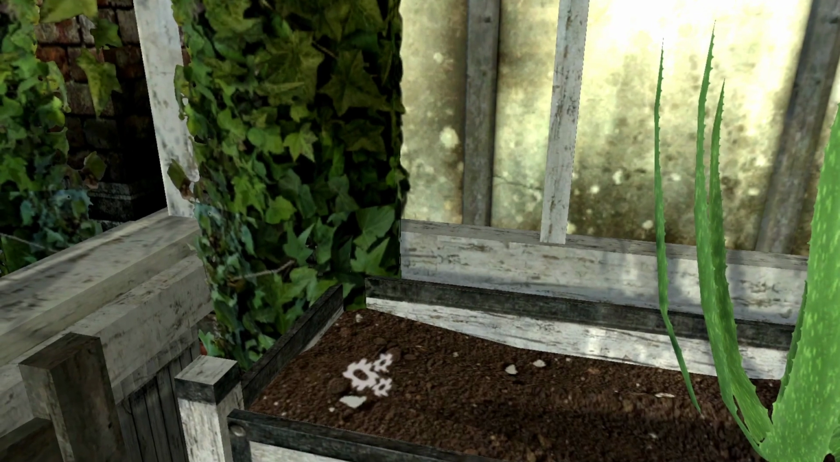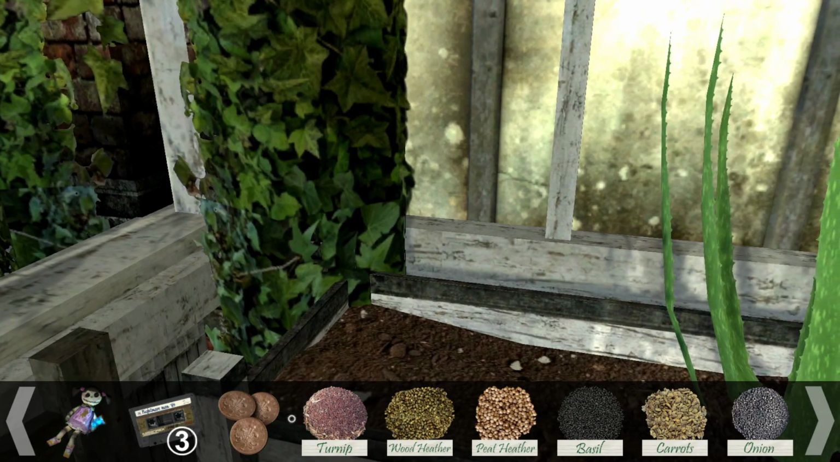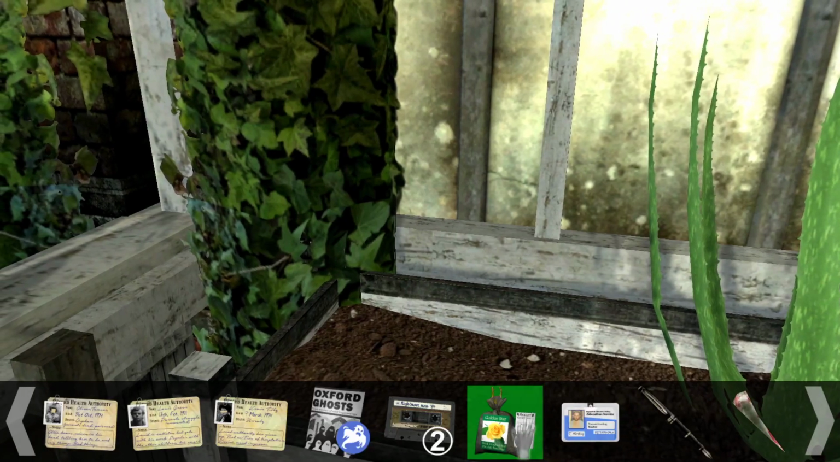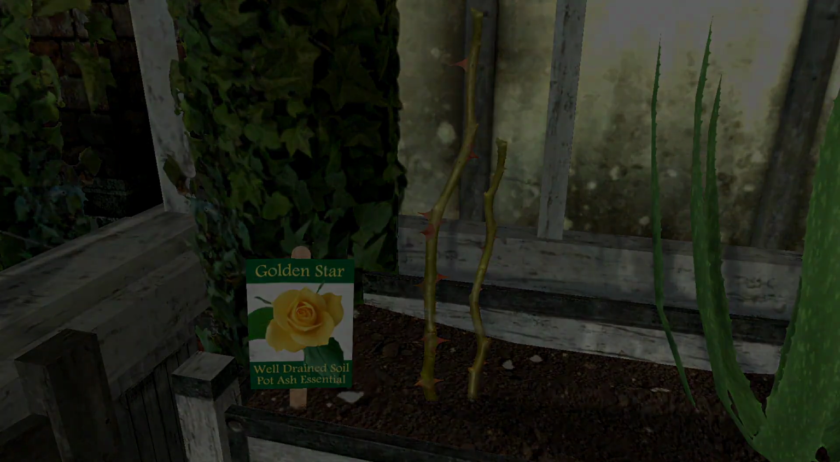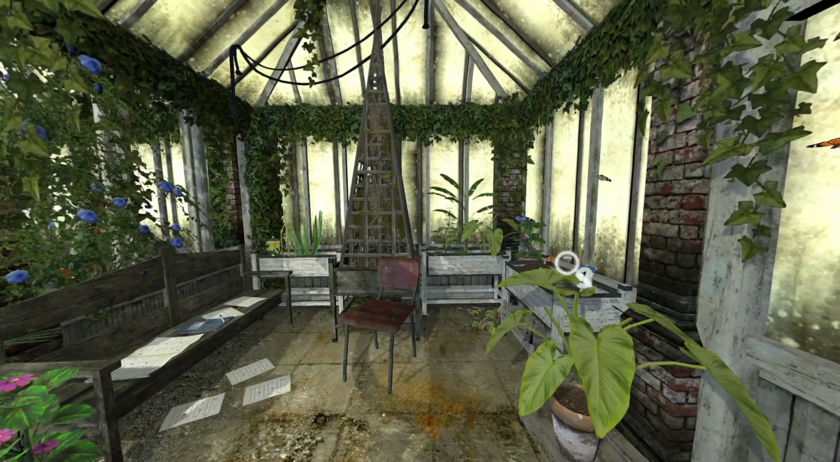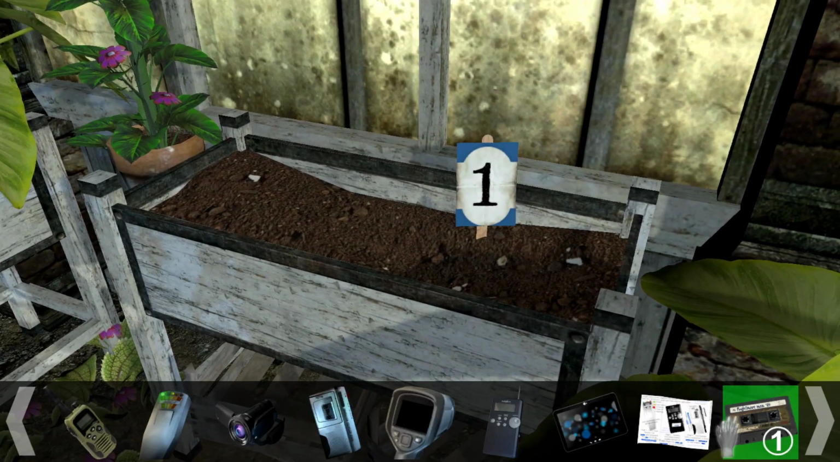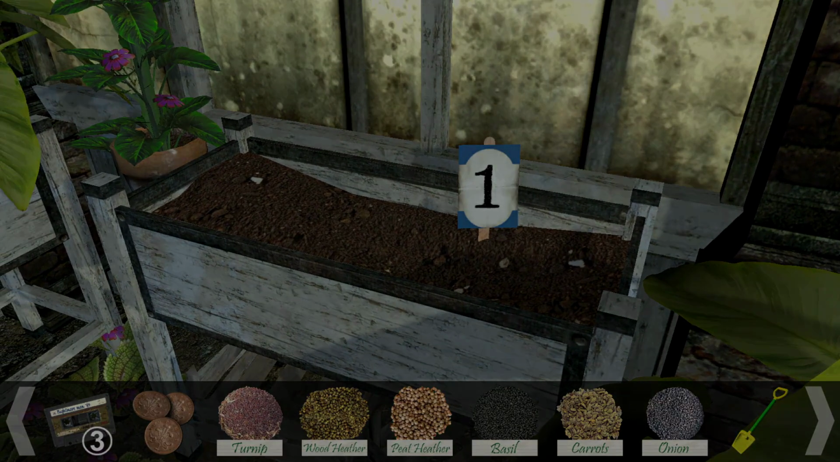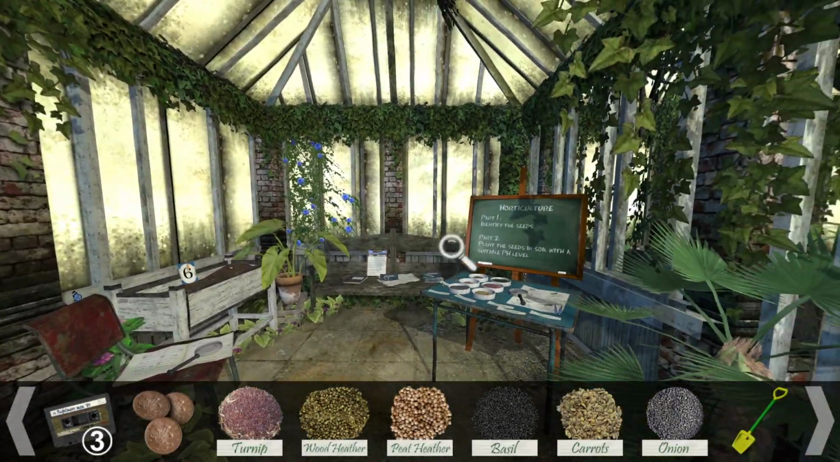Now what? What is this? Can I plant my rose here? Or just the soil, I guess, right? Oh yeah, I just planted something. Cool. I don't know if I was supposed to plant that there. No idea. So did I solve this or what?